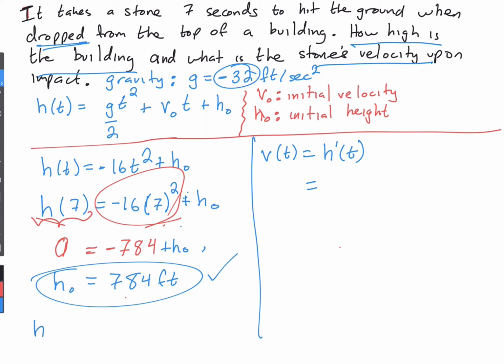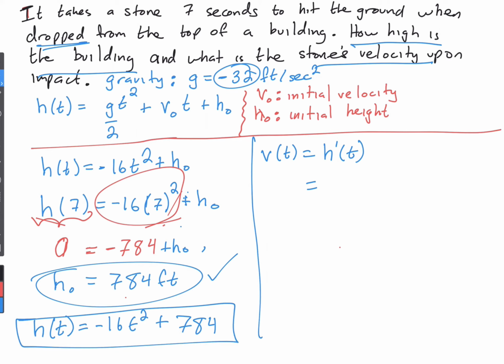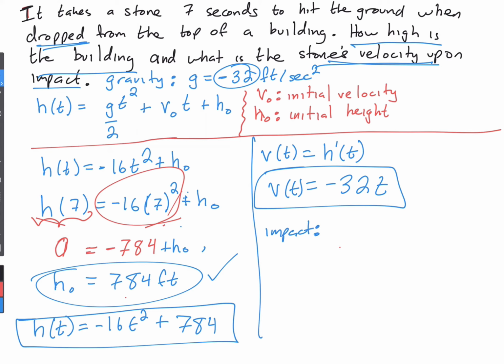But what is the derivative of the height function then? Well, why don't we write down the new height function? The height as a function of t is minus 16 t squared plus 784, right? This gives us the height of the stone after whatever number of seconds have passed. So what's the velocity function? Take the derivative. Easy peasy, right? What is it? Negative 32 t plus zero, right? Because the derivative of 784 is zero. So this is the velocity function. So how would I answer the question, what's the stone's velocity upon impact? When is the impact? After 7 seconds, exactly. So just plug in 7, right?